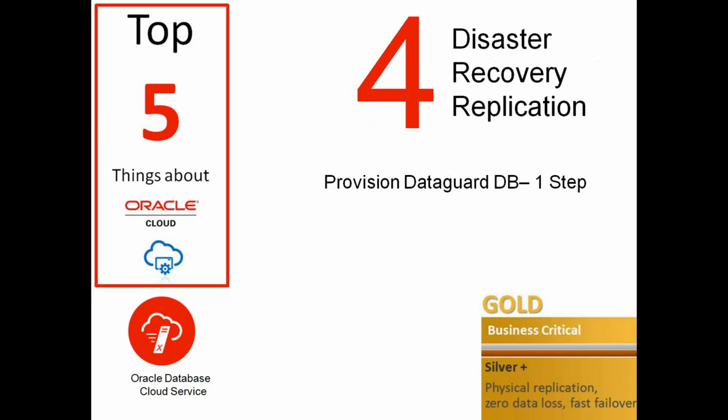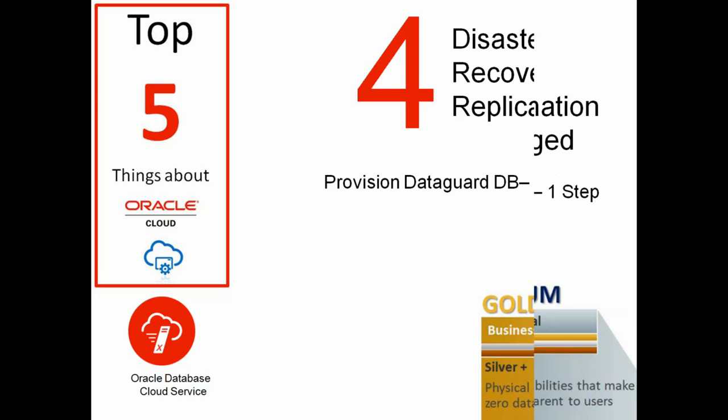Number 4 is about disaster recovery replication, or in other words, data guard or active data guard. Again, to set up data guard or active data guard, it's a single step process. When you create a new database, you can choose that database to be a single instance or a rack database or a data guard database. And this helps you achieve the gold standard, which is about physical replication and zero data loss. You can also have a combination of these components.